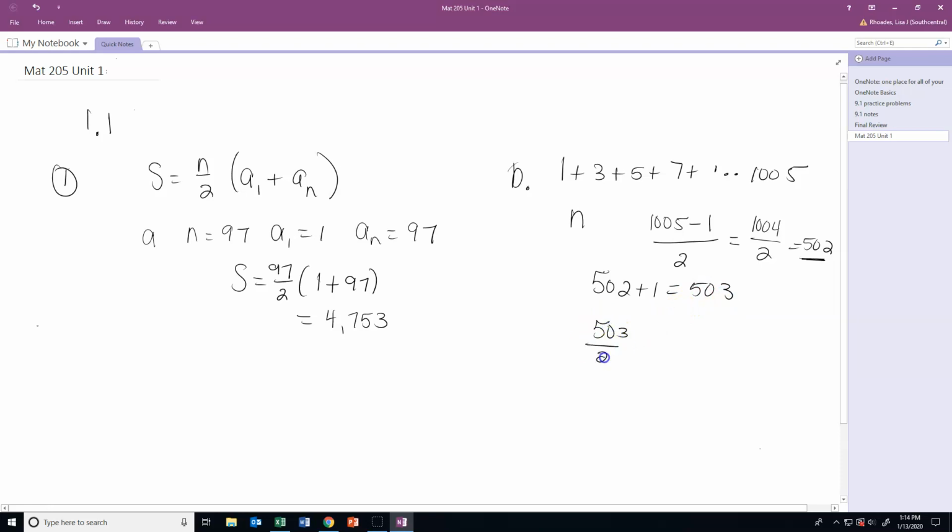So to find the sum, you take 503 divided by 2, and then the first term is 1, and the last term is 1005. And that will give you the sum.